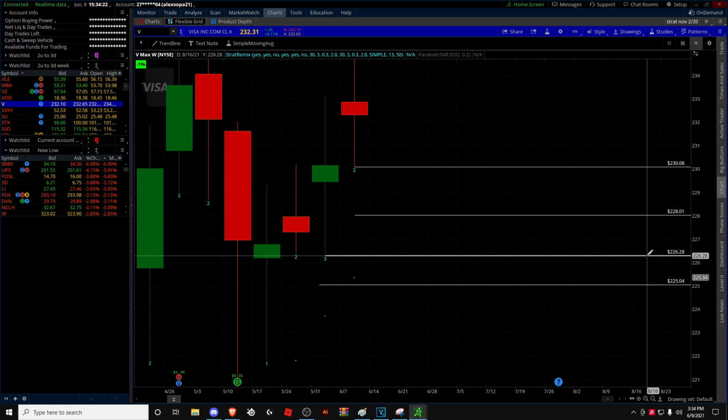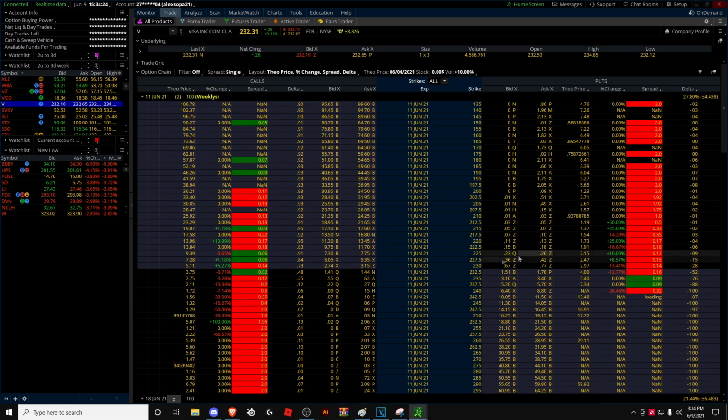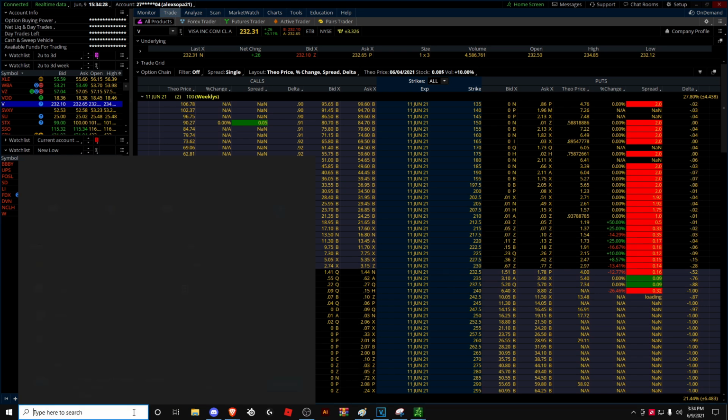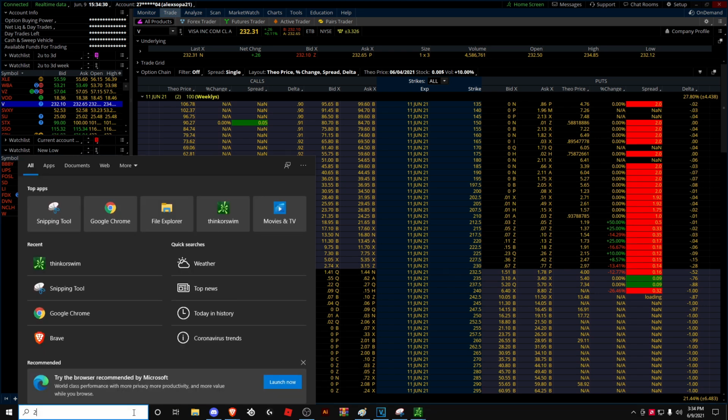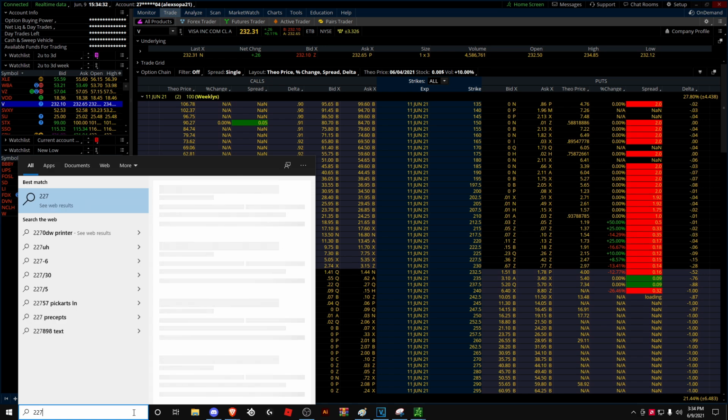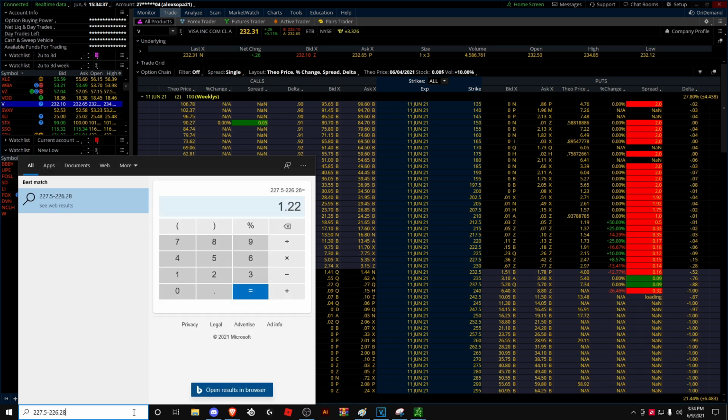So if our target is 226.28 and we have the right to sell shares at 227.5, then you would do 227.5 minus 226.28. So this is how much your option would be worth on expiration day if we are at that target for the week. So that'd be worth $1.22 per share.